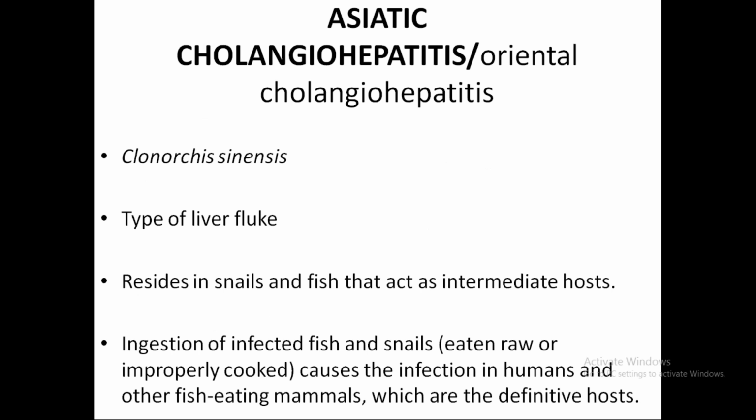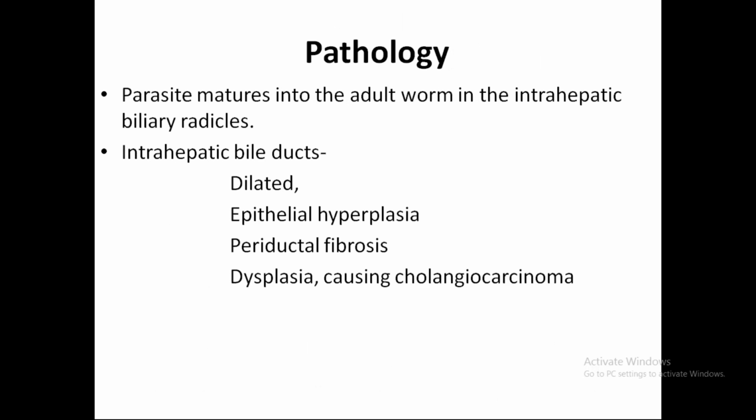Coming to a type of liver fluke, that is Oriental cholangiohepatitis or Asian cholangiohepatitis, caused by Clonorchis sinensis. It is a liver fluke that resides in snails and fish, which act as intermediate hosts. So ingestion of this infected fish and snails, eaten raw or improperly cooked, causes the infection in humans and other fish-eating mammals, which are definitive hosts.